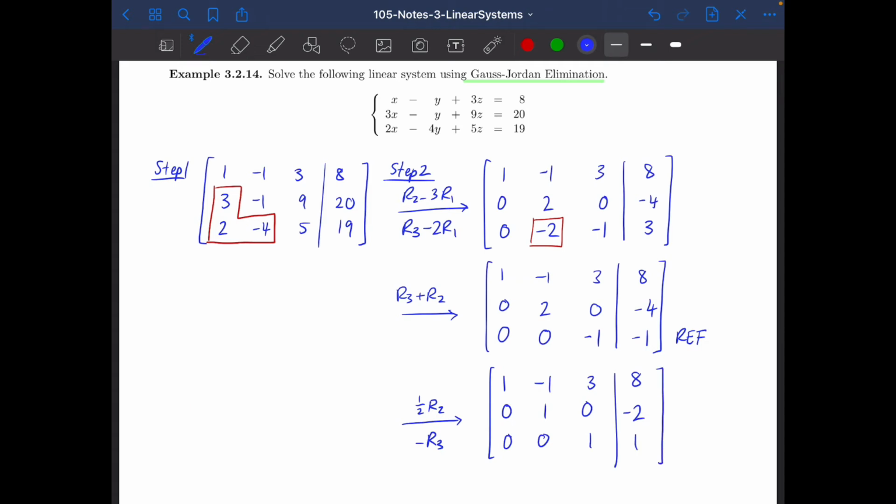Now, is this matrix in reduced row echelon form? Not yet. We need that each column containing a leading 1 has only zeros above and below the leading 1. We actually need all of these entries to be 0. If all of those entries are 0, then we will have that each column containing a leading 1 has only zeros above and below the leading 1.